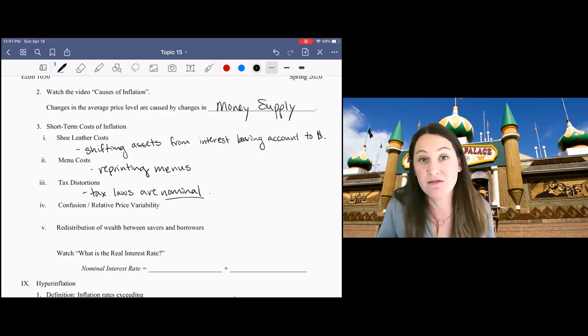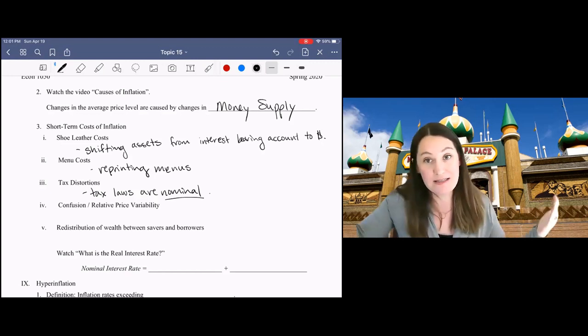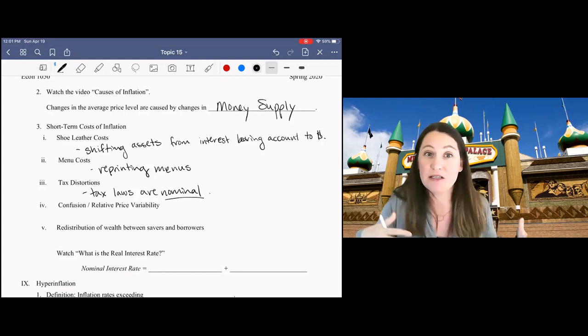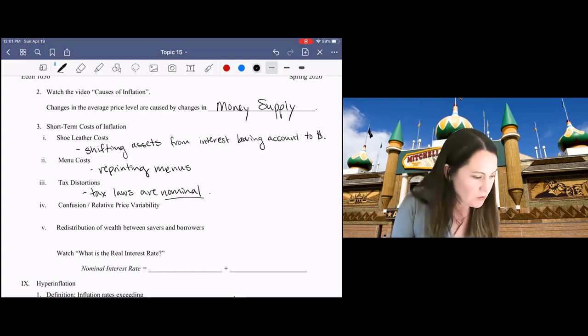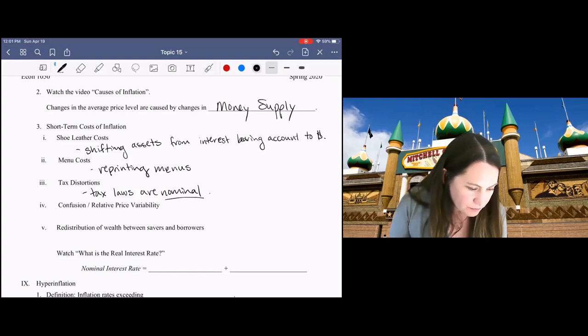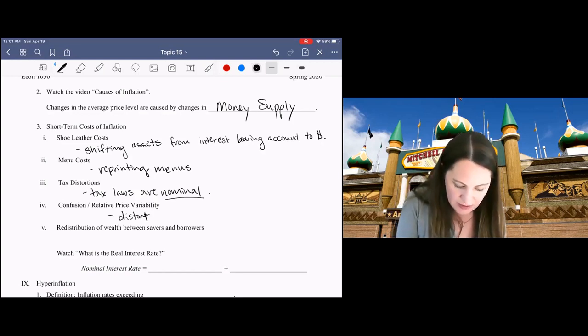People can also just get confused, right? Like I go to the store and I see the price of this product is higher all of a sudden. I don't know if that's because the cost of producing it went up or there was inflation and I might not buy that product, even though really the price of all products is rising. Okay, so this might distort consumption decisions.